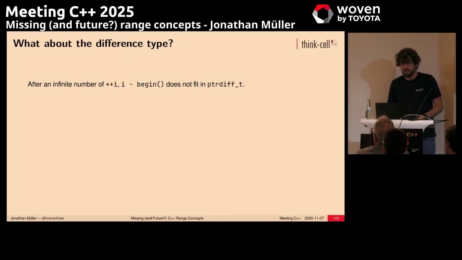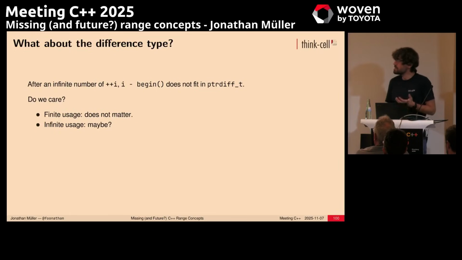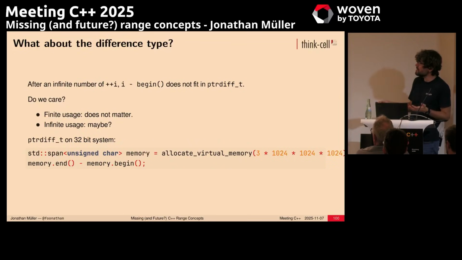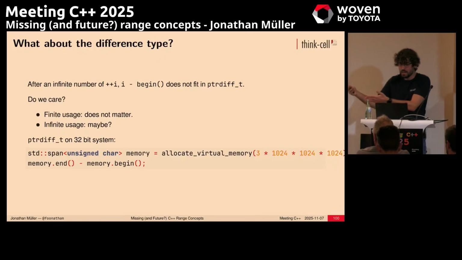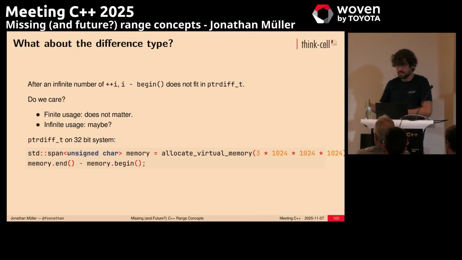Now, what about the difference type? After an infinite number of plus plus, I minus begin does not fit in pointer diff. For finite usage, this doesn't matter. For infinite usage, maybe. But also, on a 32-bit system, you can have memory that is bigger than 2 gigabytes, and then you can't fit that in there. So this is a hole that we already have, and we should probably just put some wording in that says that ptrdiff_t may not be able to represent arbitrary distances, because it is the status quo.